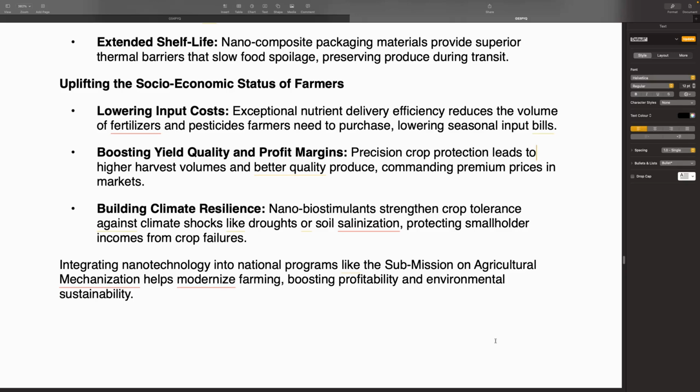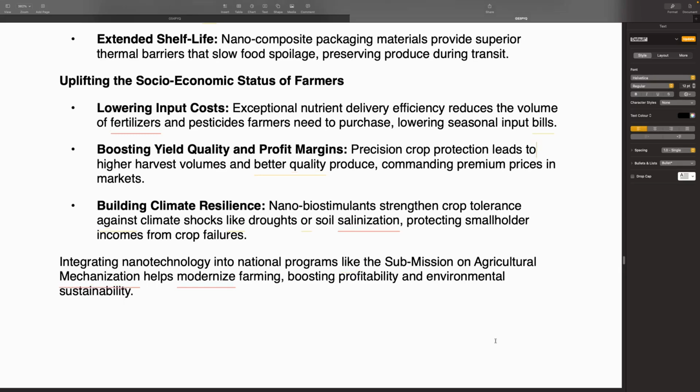Building climate resilience. Nanobiostimulants strengthen crop tolerance against climate shocks like drought or soil salinization, protecting smallholders' income from crop failure. Integrating nanotechnology into national programs like the Sub-Mission on Agricultural Mechanization helps modernize farming, boosting profitability and environmental sustainability.